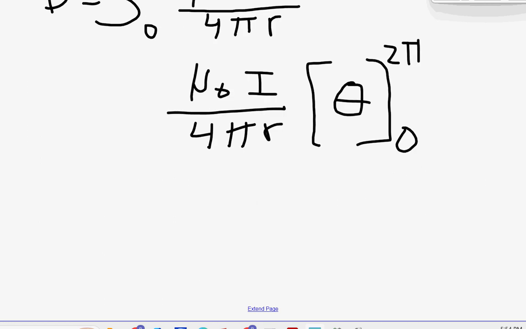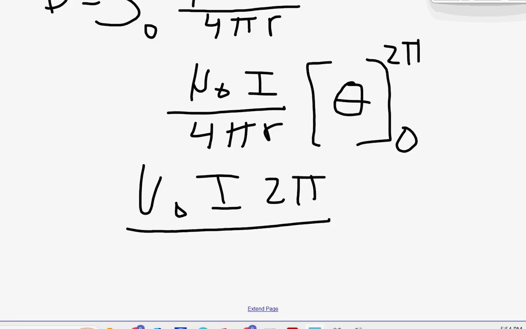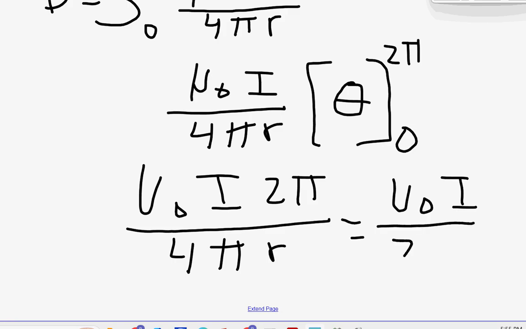So then that becomes mu naught I, and of course we'll just have 2 pi over 4 pi times r, which then equals mu naught I over 2r. So that's a great application of Biot-Savart.